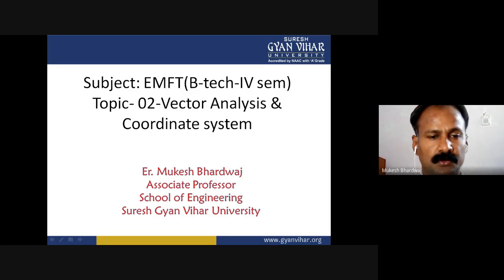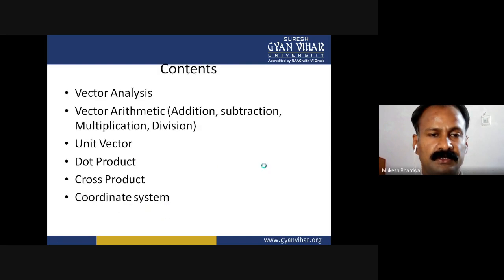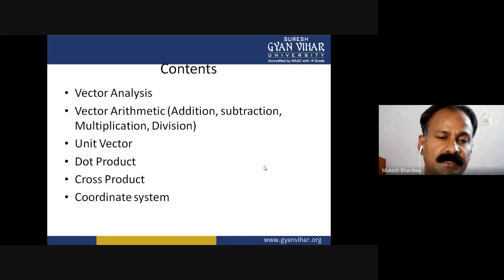The following contents need to be covered under this topic: vector analysis, vector arithmetic, addition, subtraction, multiplication, division, unit vector, dot product, cross product, and coordinate system.